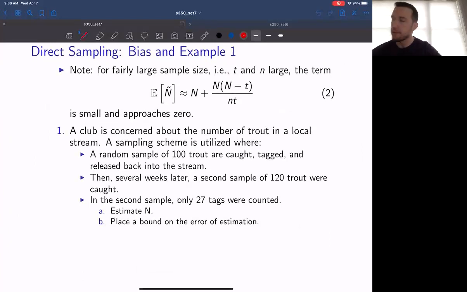For fairly large samples, the expected value of N tilde is equal to N plus capital N times (n minus t) over little nt. So this will be approximately unbiased when t and n are large. You can see why that is true from equation 2, because we have little nt in the denominator. So in order for this second term to go to 0, we require those values to be large.